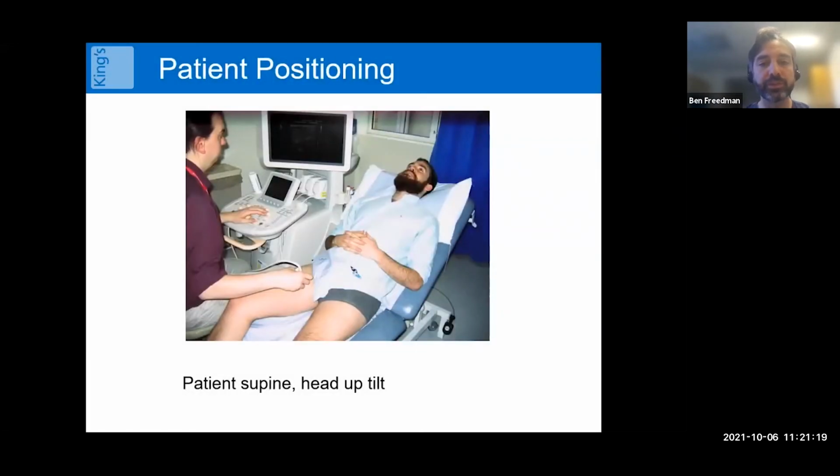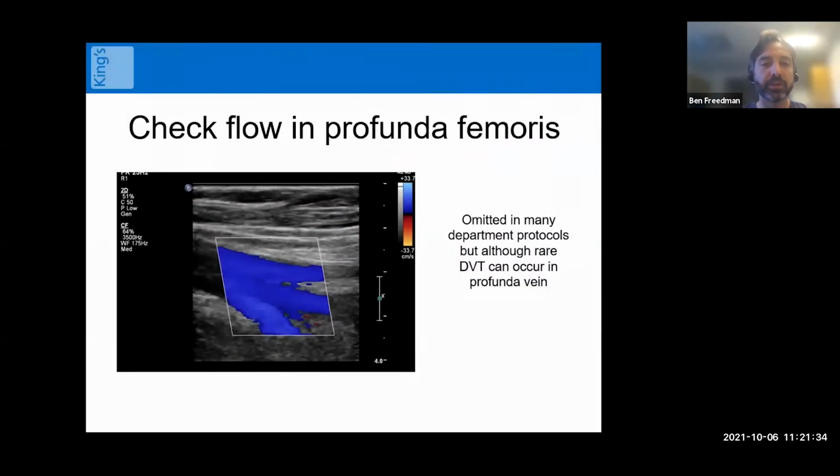This is what the setup of the scan looks like. If any of you have never been in to observe the ultrasound scans, it's very simple. My colleagues there always like to put themselves in the pictures.